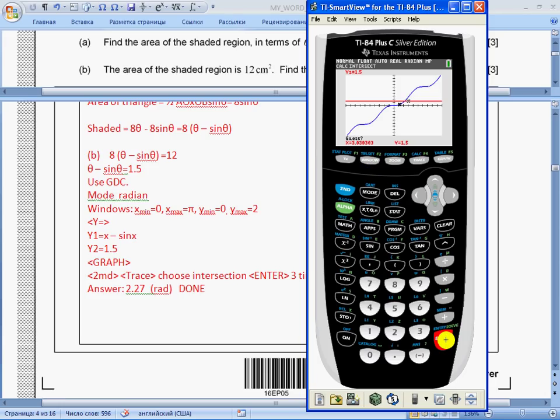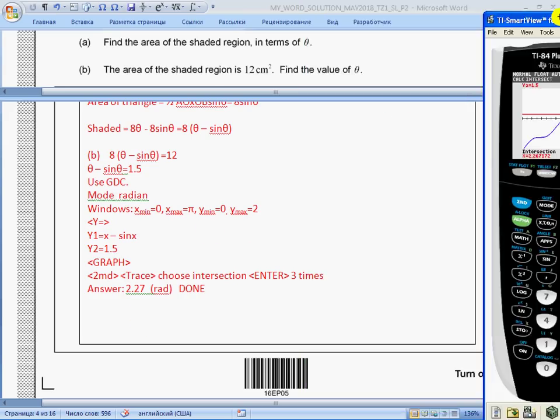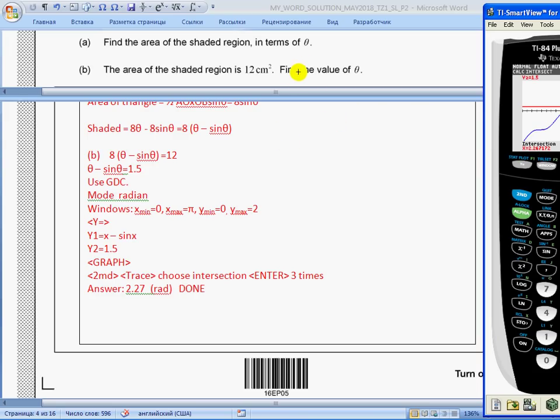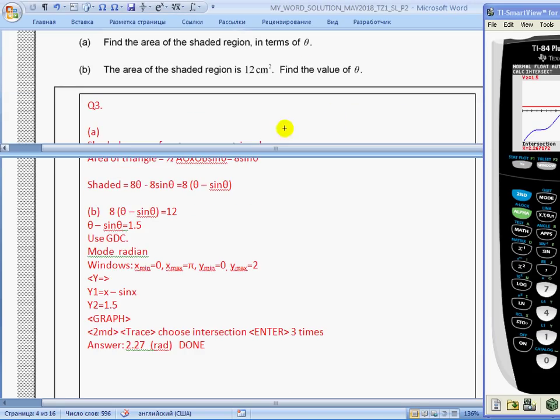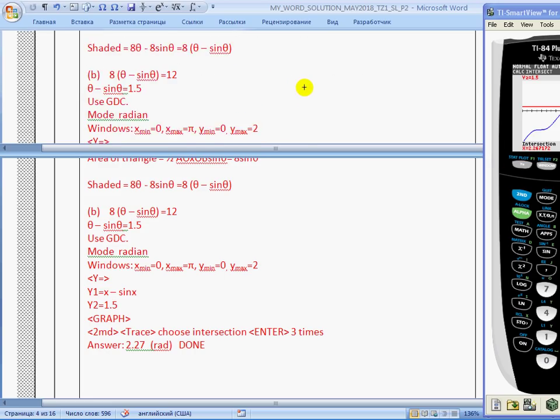We didn't get the solution because it is just a guess. The solution is 2.27, so we copy 2.27 in the answer sheet. So don't forget to press enter several times and read what the calculator says.